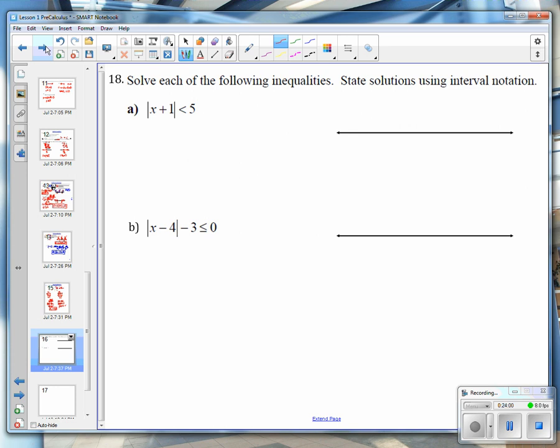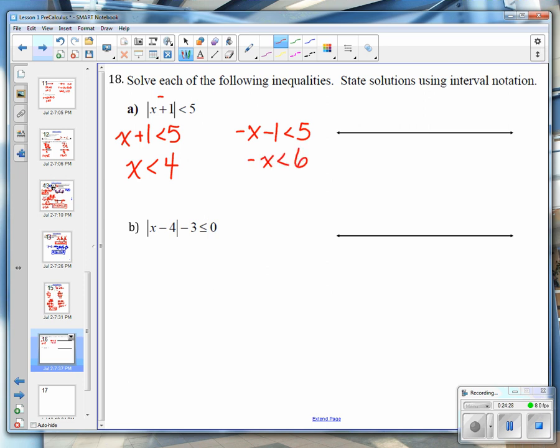So I've got the absolute value of x plus 1 is less than 5. So I need to take the first one, x plus 1 is less than 5. And I also need to take the second one, negative x minus 1 is less than 5, basically taking the negative of that. Solving, minus 1, x is less than 4. And in this case, I'm going to add 1 to both sides.